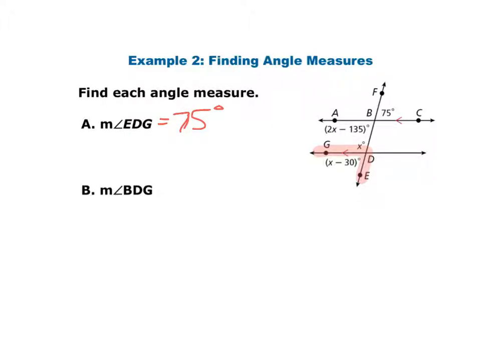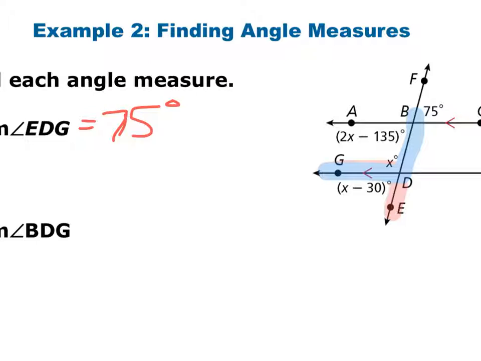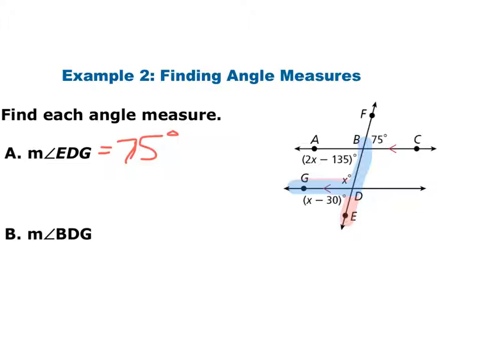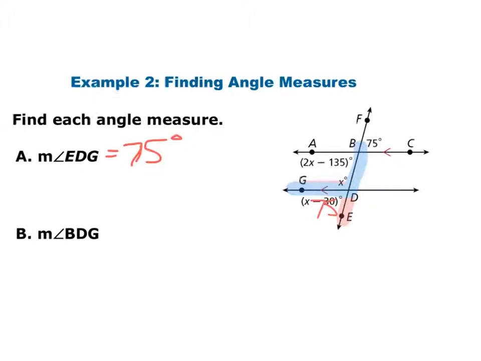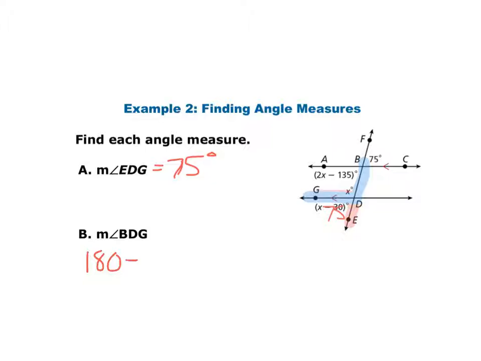Now let's find the measure of BDG. So BDG. What would we do to find this angle? Minus 180. So we know that this one's 75, so we would do 180 minus 75. And we would get 105. So the measure of angle BDG is equal to 105 degrees.